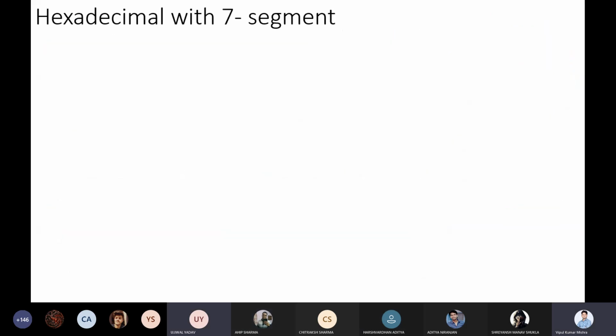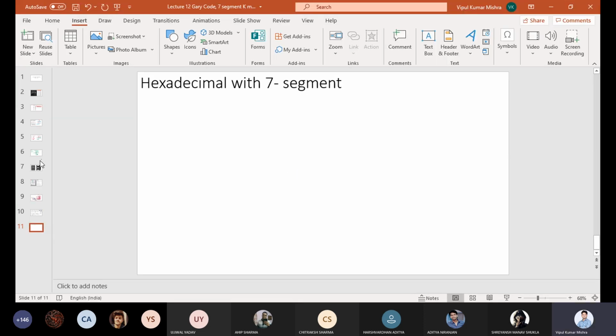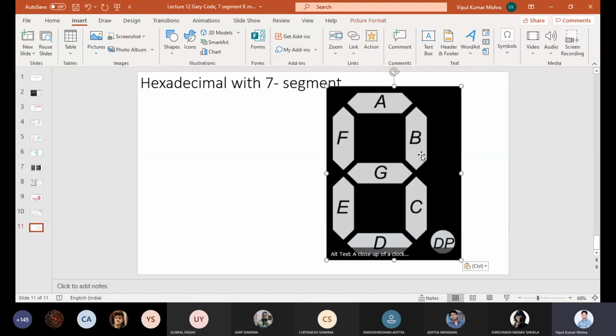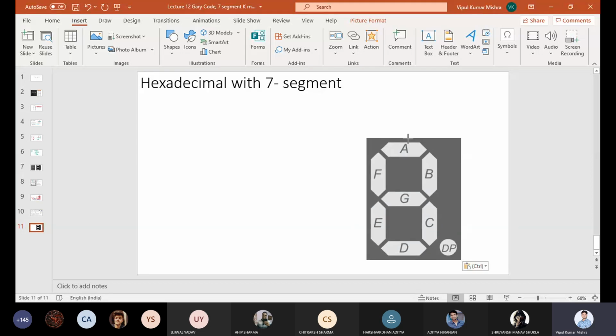No, sir. Now I'm saying I want to represent hexadecimal with a 7-segment display. So let's think, is this possible or not, first of all? Okay. So first of all, I can just copy the image, so that we will have a quick reference.